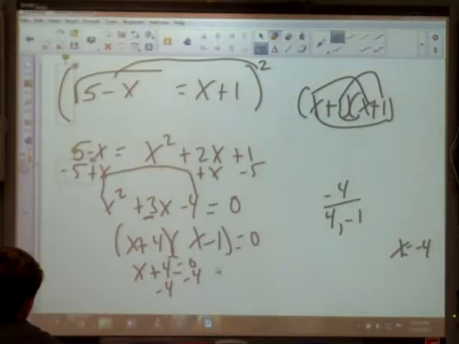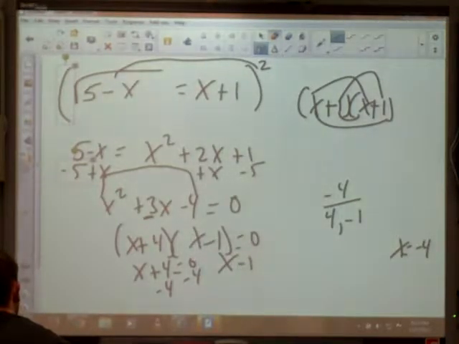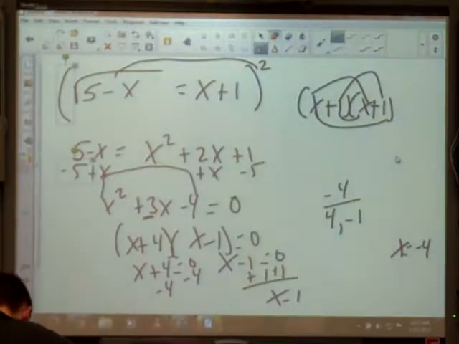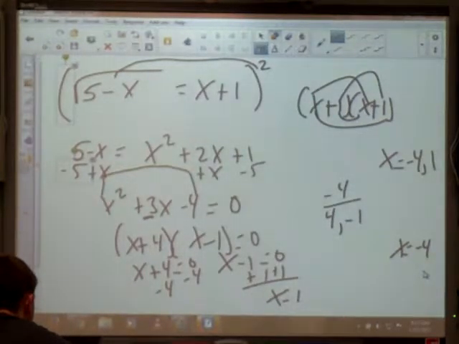And some of y'all already know that and skip this step. If x minus 1 is equal to 0, that gets you a 1. So the answers I'm looking at are negative 4 and 1. Okay, let's go up there and check those.